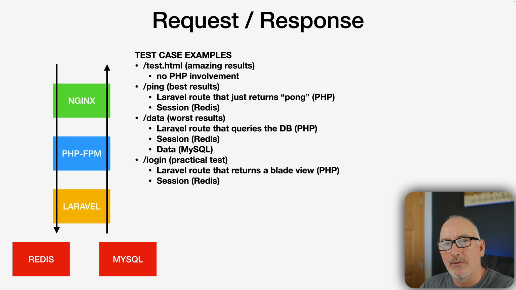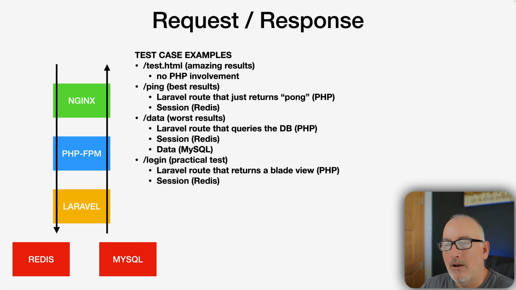The worst results would be if I hit a page, I don't know, I just put /data in here to give you a visual, but that route would go and query the database. It would incorporate the session cache, and then it would also take into account all of that data that you grab from the database and create a view. This would bring us the worst results if we were testing our request responses, because that would definitely be the slowest. But I think the practical test is something in between.